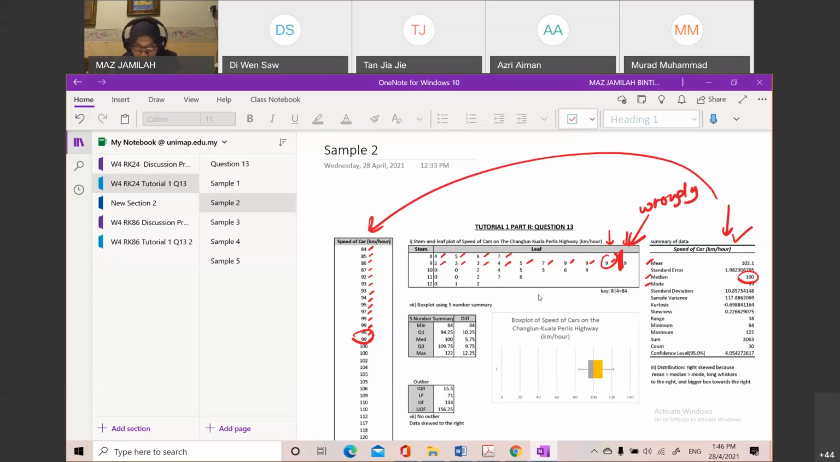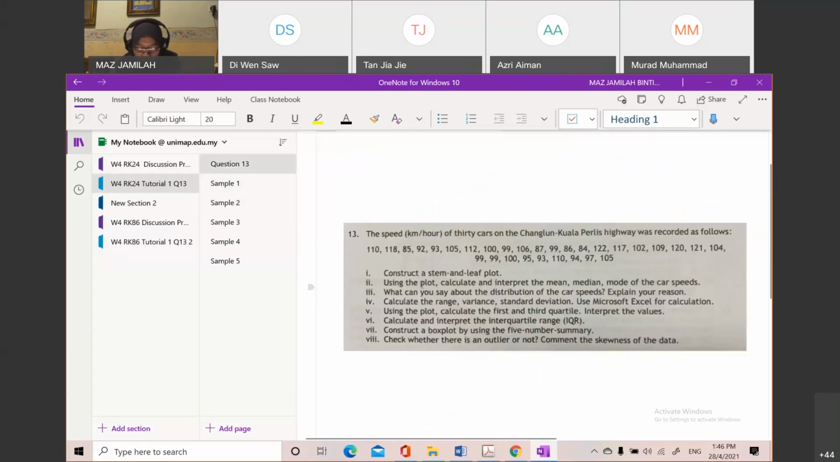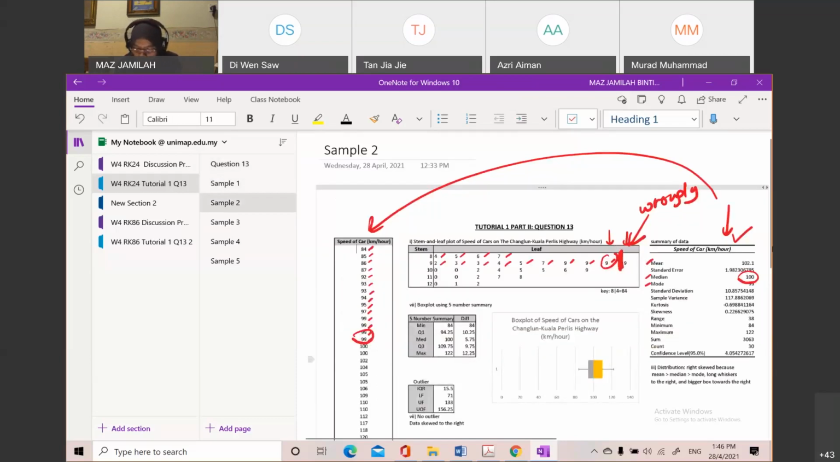But in your tests or quizzes, usually if the direction wishes you to use the plot, then it will be based on the plot. So it should be based on the plot. Since there are some differences between the stem and leaf plot and the data, let us use the data.